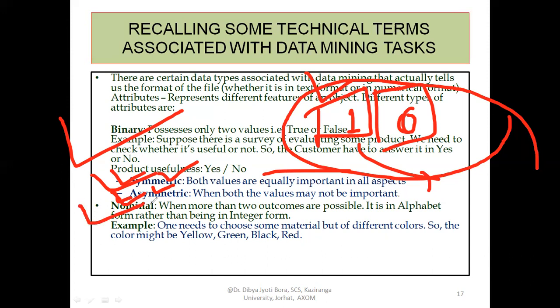So nominal, when more than two outcomes are possible, it is in alphabet form rather than integer form. This term is very important. Nominal attributes mean more than two outcomes are possible, and most of the time we use alphabets, not integers. Like the colors of a rainbow, right? That falls under the nominal attribute. Colors may be yellow, green, black, red, blue, whatever the colors. So these colors are an example of a nominal attribute.